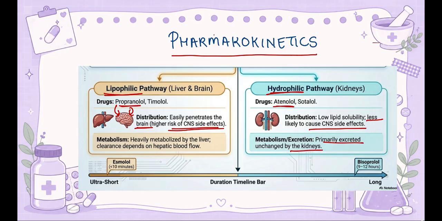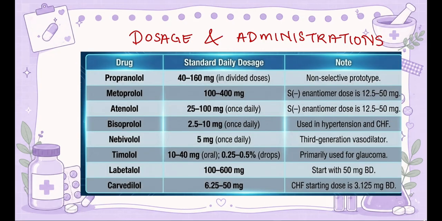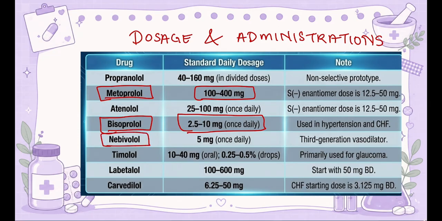Translating this arsenal into daily practice requires extreme precision. There are vast differences in potency across this drug class. A standard daily dose of metoprolol can range safely up to 400 milligrams. Conversely, a highly potent drug like bisoprolol requires a fraction of that amount. Its dose might be just 2.5 milligrams. Nebivolol is typically administered at just 5 milligrams once daily. Carvedilol must be started at a remarkably low dose of roughly 3 milligrams for heart failure patients. Extreme precision in dosing is an absolute requirement.